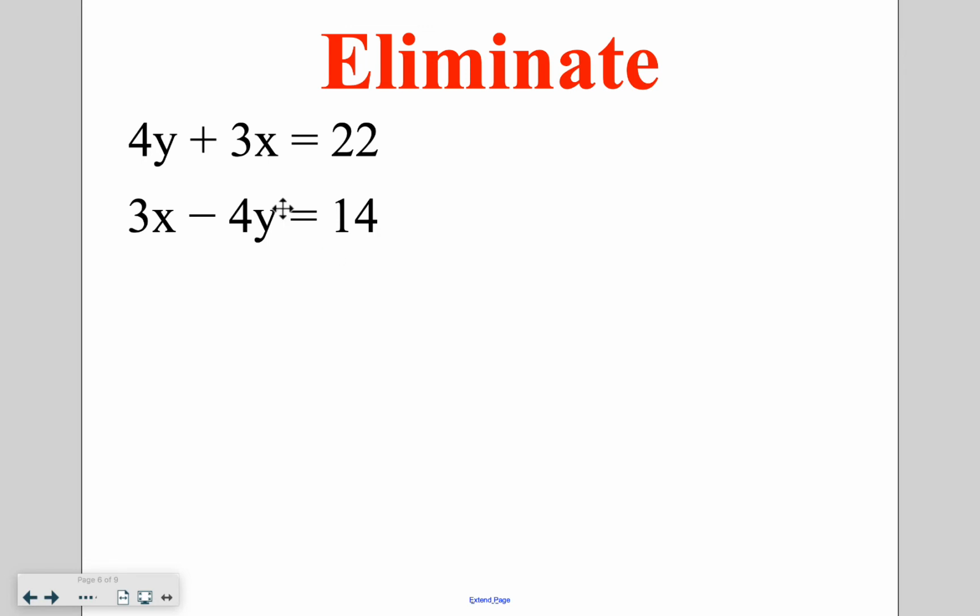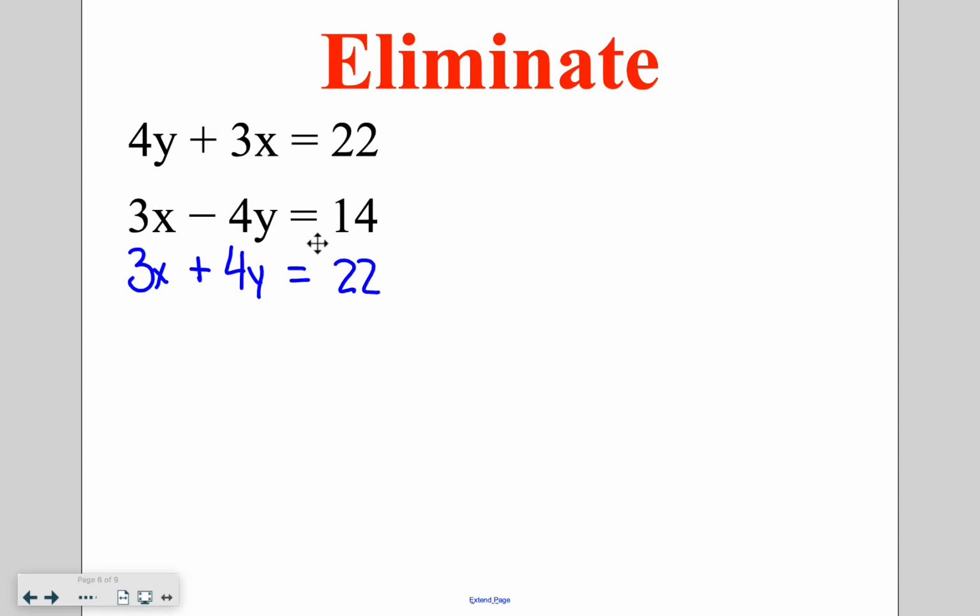Looking at this, sometimes my variables are not lined up perfectly to start. So if that's the case, I want to rearrange my equation so that my variables are stacked up. So I'm just going to rearrange this first equation. I'm going to put the 3x in front of the 4y. Positive 3x stays as positive 3x. Positive 4y stays as positive 4y. And it still equals 22.